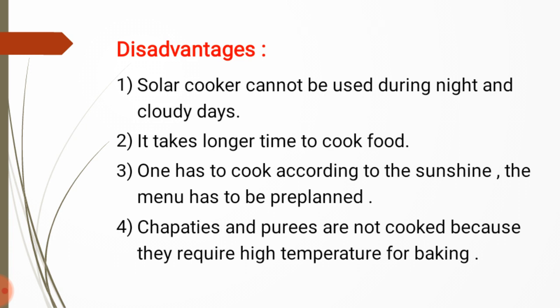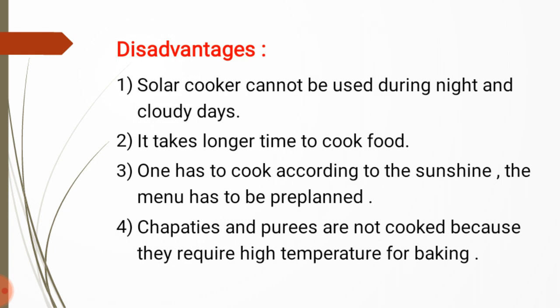Now the next disadvantage is the chapatis and puris are not cooked because they require high temperature for baking. That means other foods like rice and some boiling food can be cooked with the help of solar cooker, but chapatis and puris require high temperature for their baking. So with the help of solar cooker, we cannot cook these two items. So these all are the disadvantages of the solar cooker.